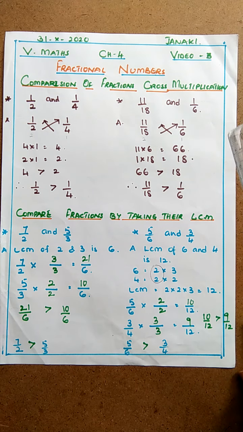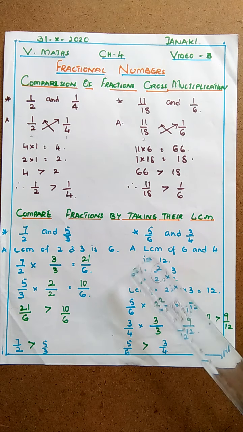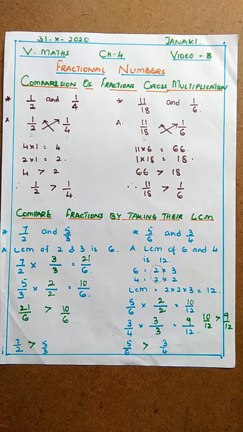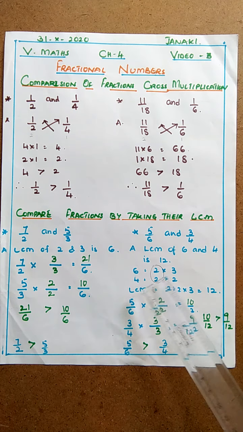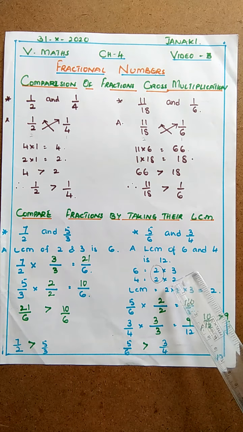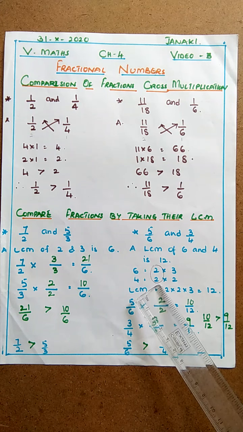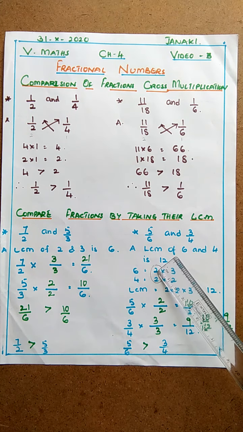Let us take another example. 5 by 6 and 3 by 4. What are the denominators here? 6 and 4. First, let us find the LCM. How do you find LCM? We have learned last chapter, isn't it? Take 6, write the prime factorization of 6 as 2 3s are 6. Now, 4, prime factorization of 4 is 2 into 2. Now, here 2 is common, isn't it?